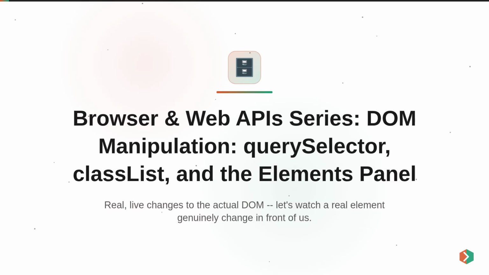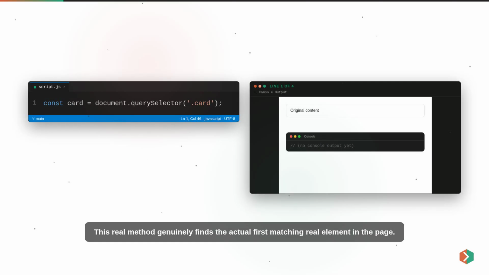Real, live changes to the actual DOM. Let's watch a real element genuinely change in front of us. This real method genuinely finds the actual first matching real element in the page.